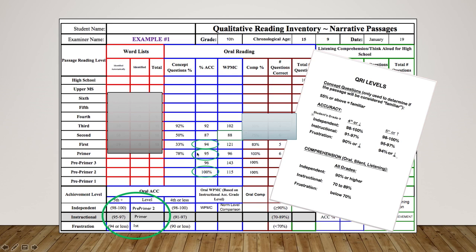Down here is where we take those scores and we put them in, and so we have found all three levels for oral reading accuracy. However, we aren't ready to stop yet, because if you'll notice, 83% accuracy on the first grade passage, even though it was frustration for oral reading, it was still instructional for comprehension. So we still need to go on.